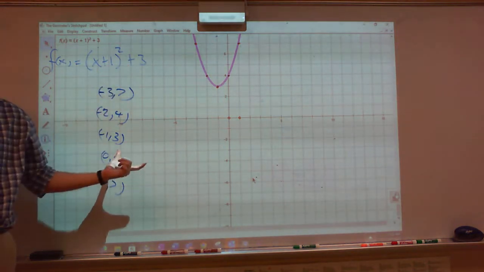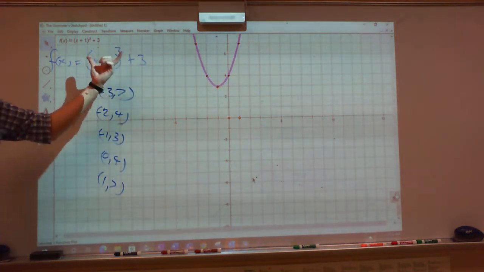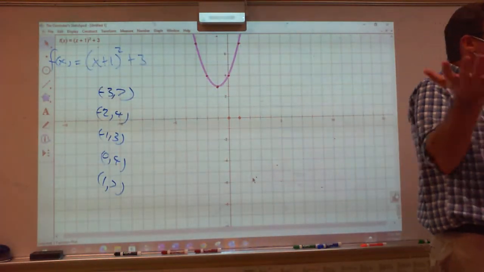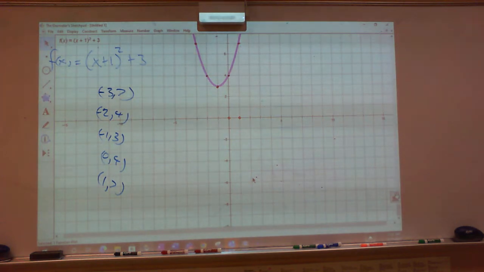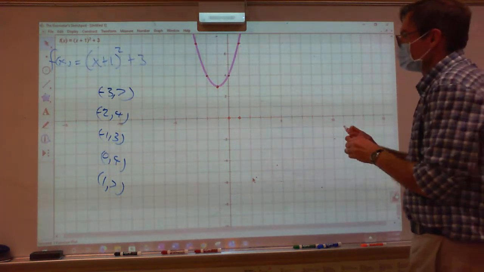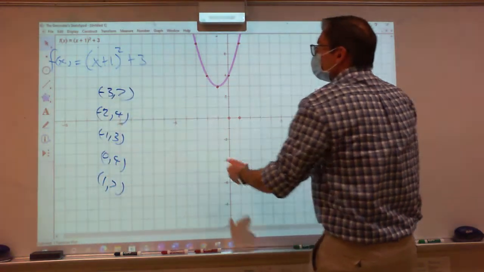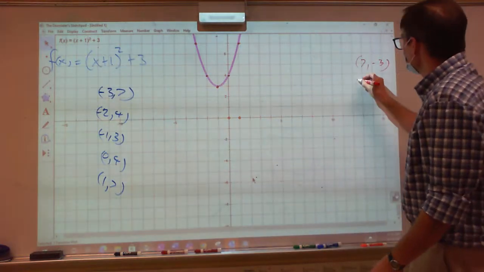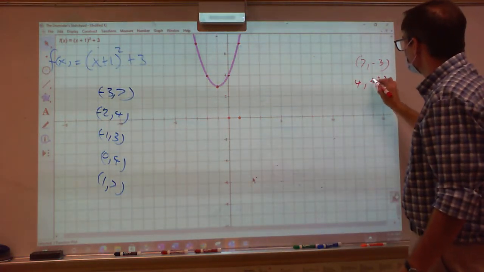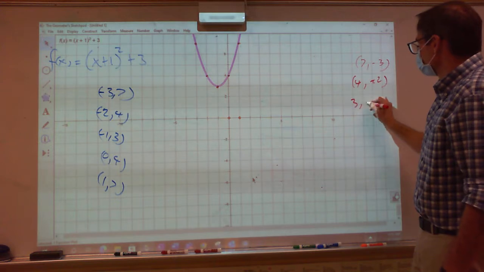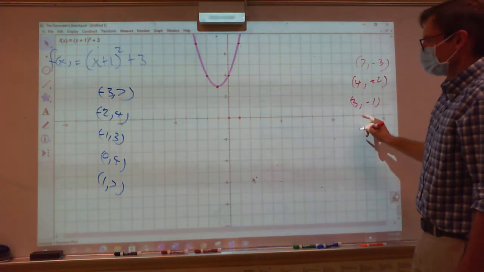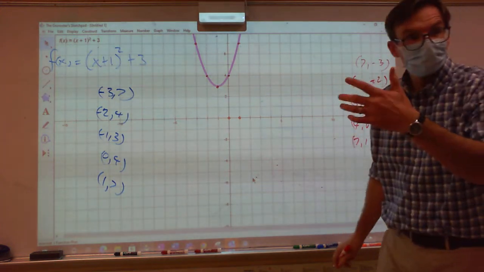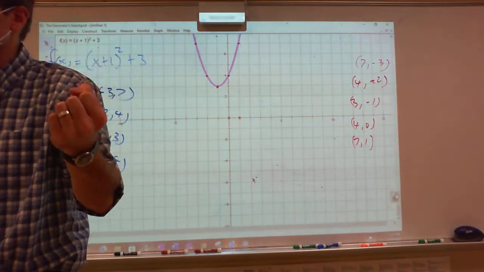I get a list of points, and this is the points on my function. How do I find the points on the inverse? You swap x's and y's. Everybody okay with that? So this -3, 7 now becomes 7, -3. This -2, 4 now becomes 4, -2. Then I get a 3, -1. Then I get a 4, 0. And then I get a 7, 1. Everybody okay with this? We just swapped x's and y's.